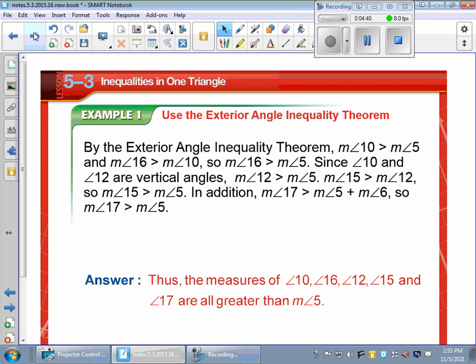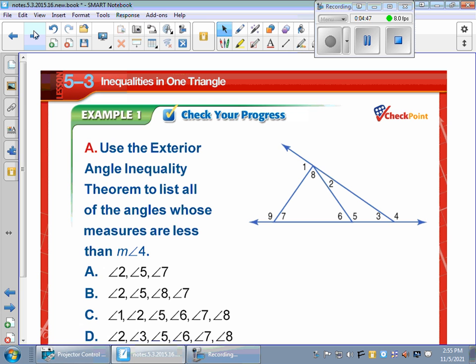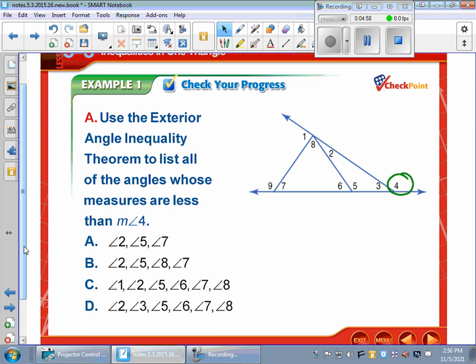And again, here you go with an explanation of what that is. Read through that, take a look at it, see what you get. Okay, right here, use the exterior angle inequality theorem. Measures are less than the measure of angle 4. Here's angle 4. What are all the angles that are less than the measure of angle 4? Give you a chance to look at that, try it out.